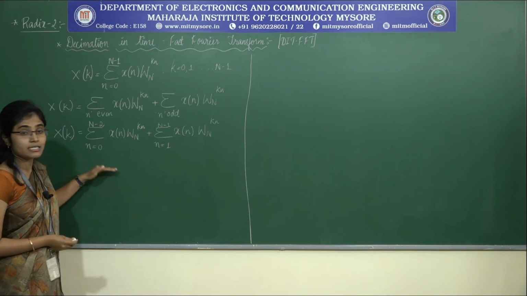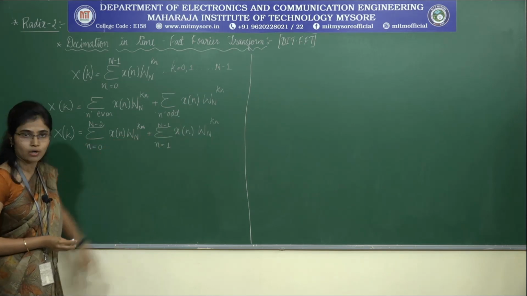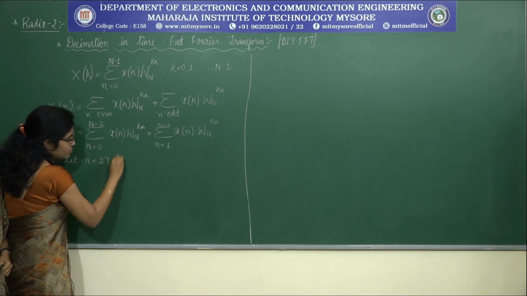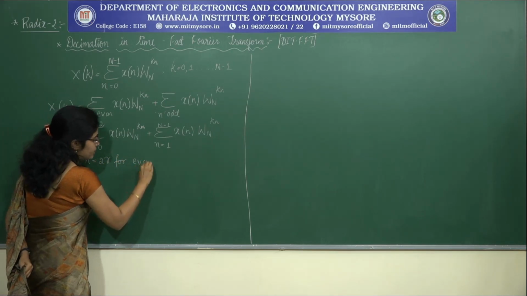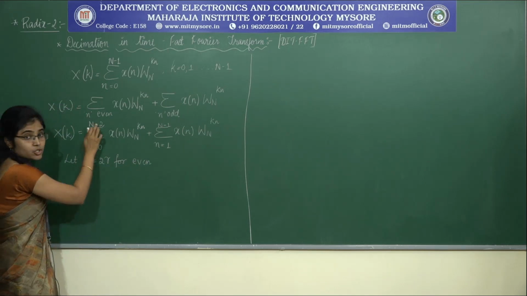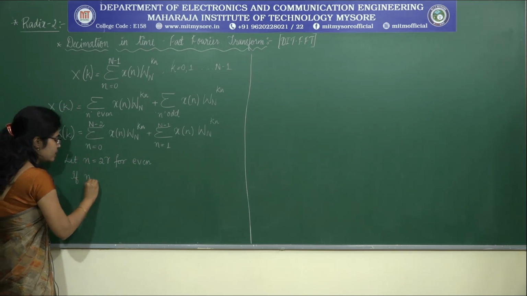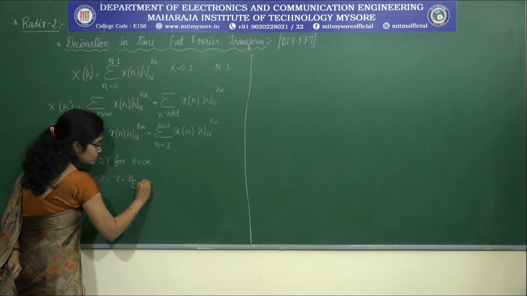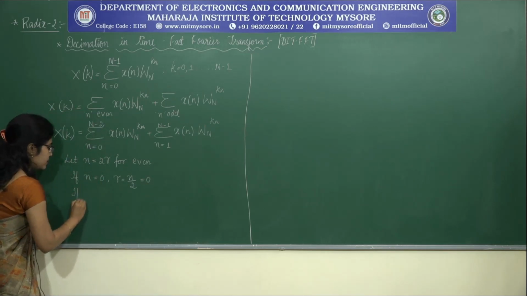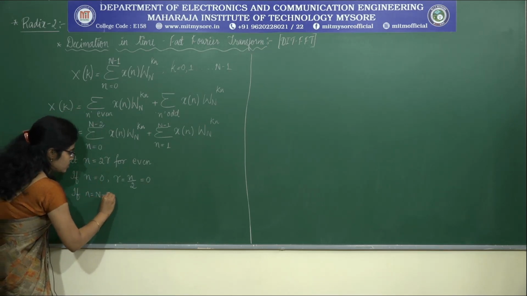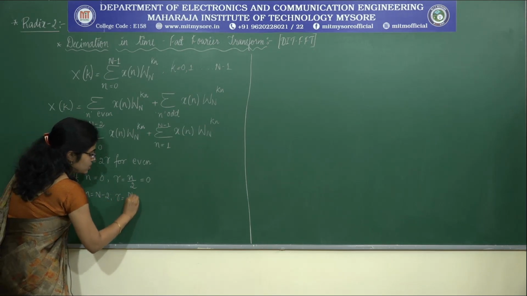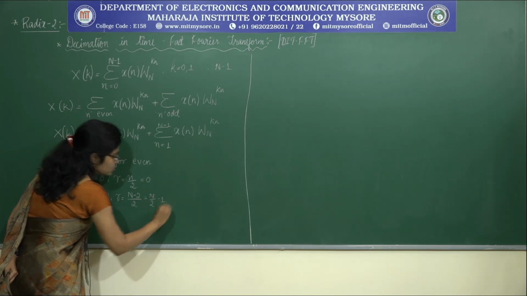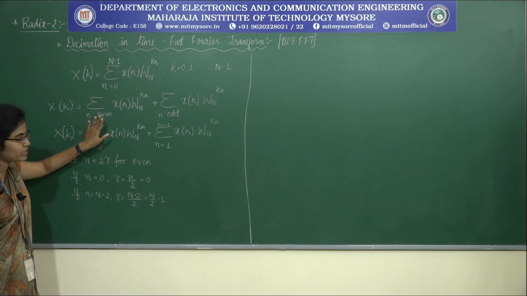Now let us take substitution for even function and odd function. Let n be equal to 2r for even. If n is equal to 2r, the limit changes. If n is equal to 0, what happens to r? r is equal to n by 2, which is equal to 0. Similarly, if n is equal to n minus 2, r is equal to n minus 2 by 2. So this can be written as n by 2 minus 1. This was with respect to even data.